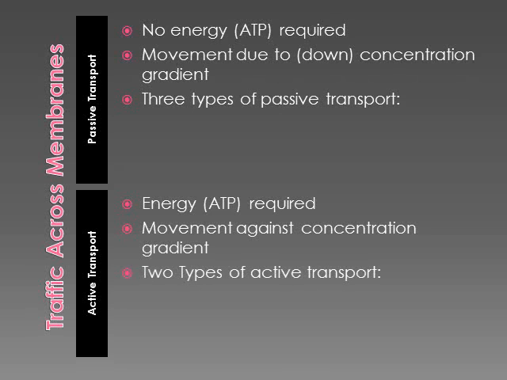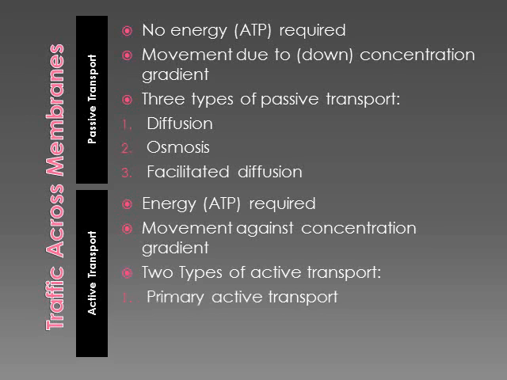There are three kinds of passive transport and two kinds of active, and we're going to look at all three of the passives and two of the actives. Diffusion, osmosis, and facilitated diffusion are passive, and we have active transport primary type and active transport secondary type that require ATP, and we're going to look at those as well.